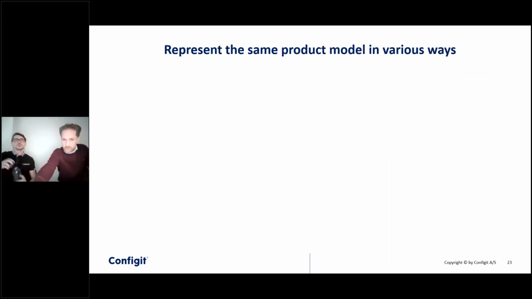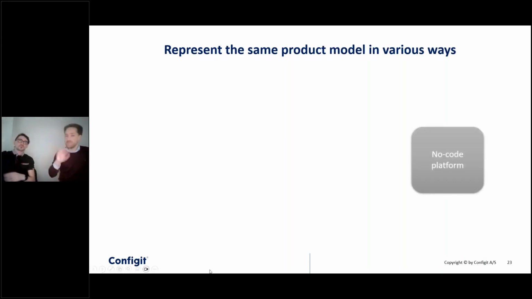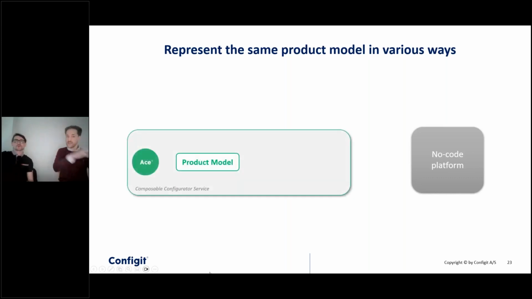But before I do that, let me first explain a bit about the architecture. We have the no-code platform, and on the other hand, we have the composable configurator with our product model, with our logic and data. But if we want to keep using one product model and have multiple different UIs, one for PLM configurator, one for service, one for manufacturing, I have a website configurator and a PLM configurator. Those are two examples. How would you do that?